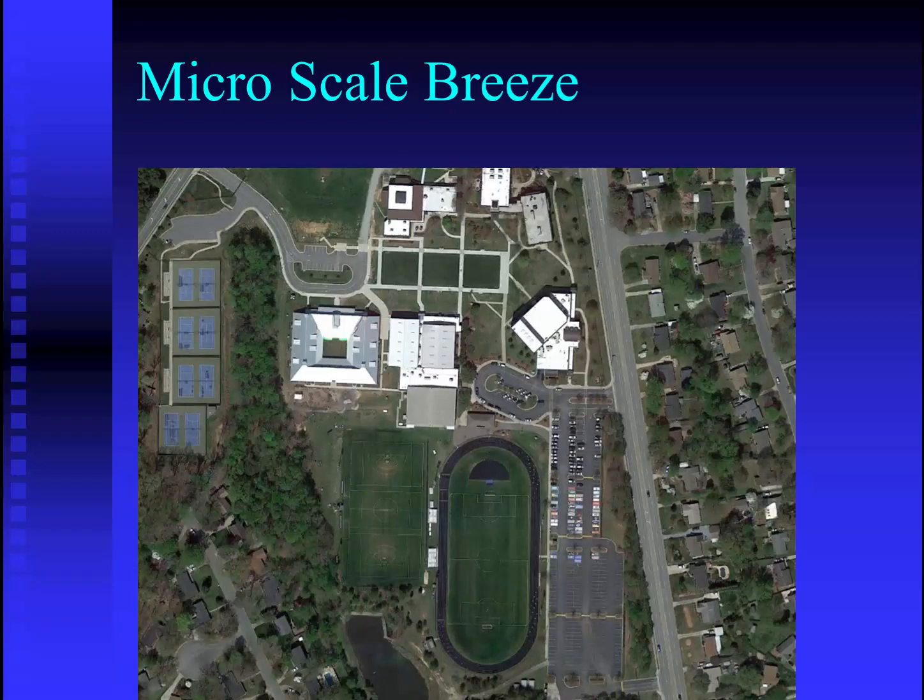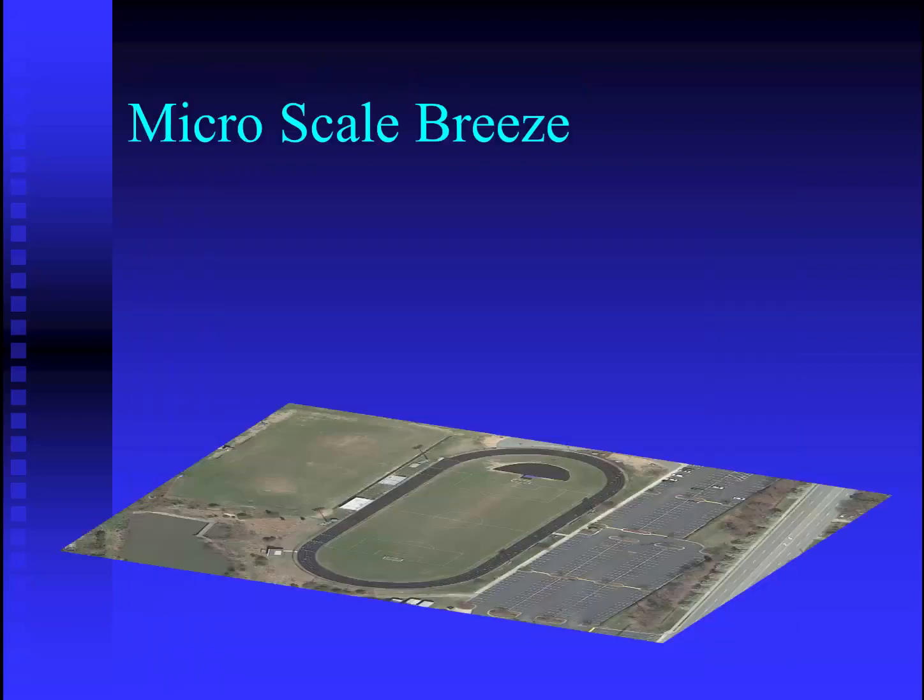Microscale breezes can occur on a very small scale. This is my school's campus, and let's take a look at this area of the lacrosse field, soccer field, and parking lot. Of course, the parking lot, covered in asphalt, has a much lower albedo. It'll come as no surprise which area will absorb more energy from the sun.